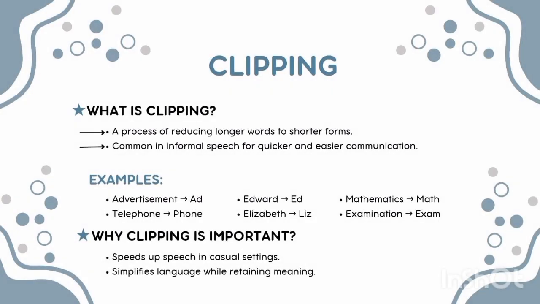Now let's move to clipping. Clipping is one of the processes in which there is a reduction in the given word. This generally applies to longer words and is shortened during colloquial speech. Dropping syllables will reduce the entire word to the simplest form with which it would be uttered quicker and easier.